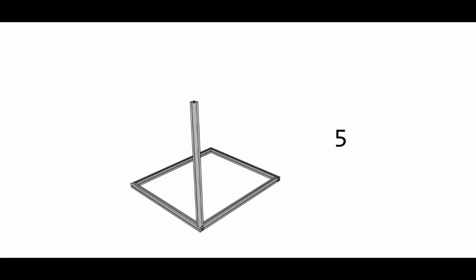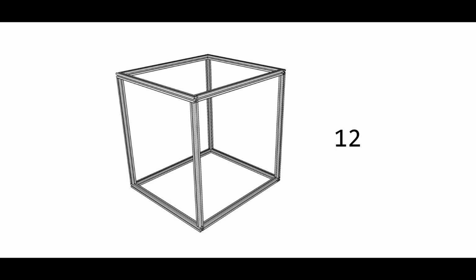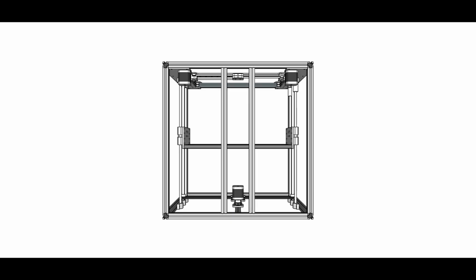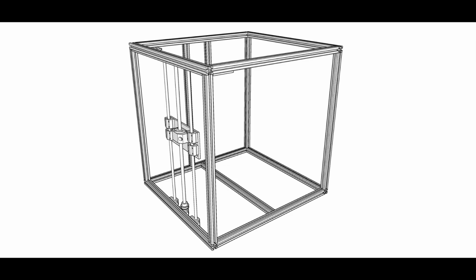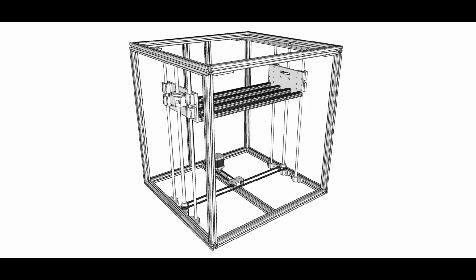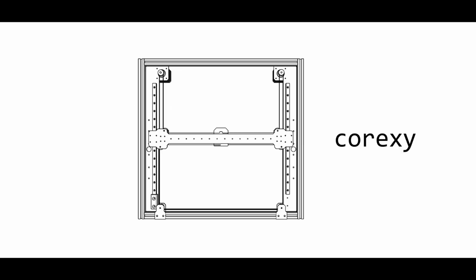The frame is built from 12 500mm long 2020 aluminium extrusions. The gantry resides tightly within the frame so that the whole machine can be enclosed. The Z-axis is supported from two sides with dual lead screws. And finally, the X and Y axes are in a core XY configuration.